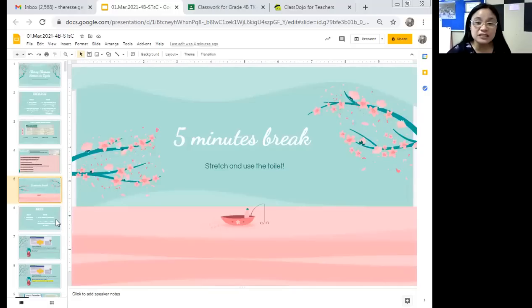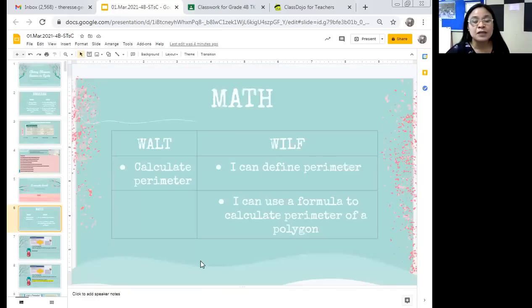We're going to have a 5 minute break after English. We definitely need to stretch and use the toilet, and then we proceed to math. In math, we will learn something new today. This is called perimeter. Some of you are probably very good at it already. If not, please explore this slide very well.